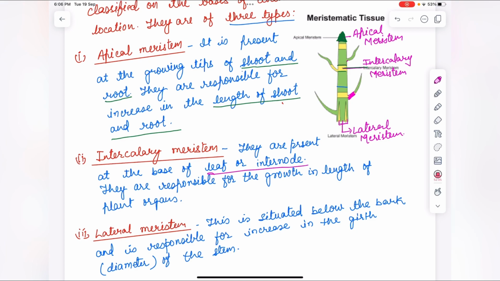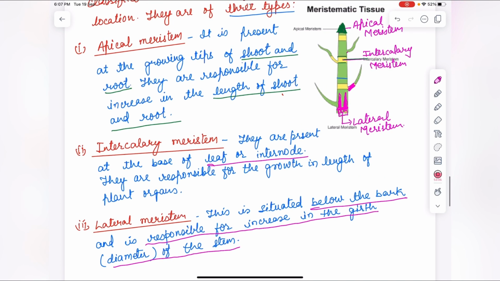Next is lateral meristem. This is situated below the bark and is responsible for increase in the girth, diameter of the stem. So it is present here. Lateral meristem, what does it do? It increases the diameter, it increases the width of the plant, and it is present below the bark. This lateral meristem helps in secondary growth. Lateral meristem is of two types, vascular cambium and cork cambium. Vascular cambium produces secondary phloem and secondary xylem. Cork cambium produces protective cork on the outside.